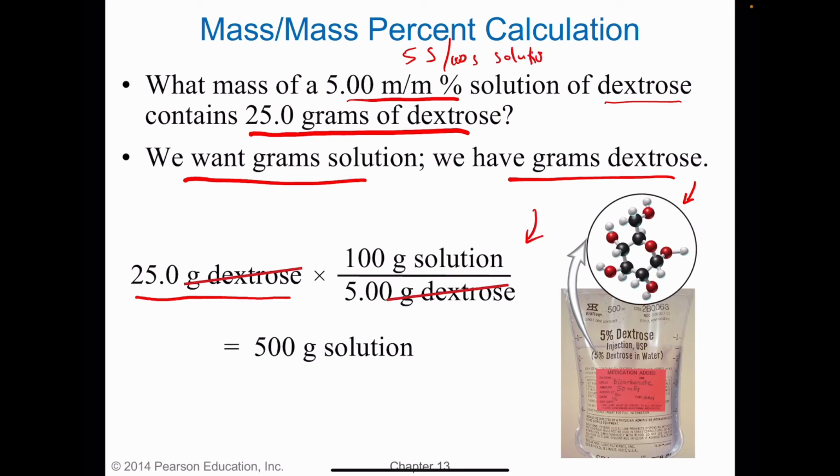They just flipped it upside down because we want the units to cancel. So notice they've got grams of dextrose canceling with grams of dextrose. That's why they put the 100 on top and the 5 on bottom, just to get the units to cancel. So we end up with our units as grams of solution, which is what we wanted to solve for, and we get 500 grams.